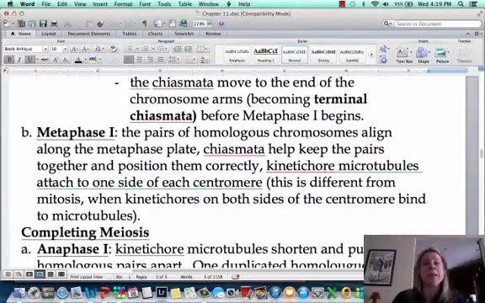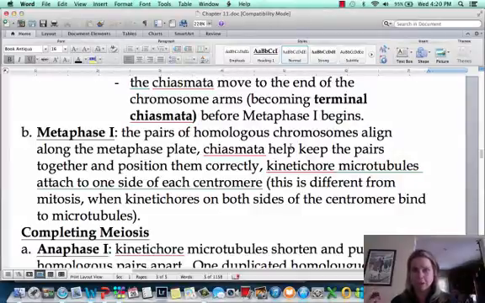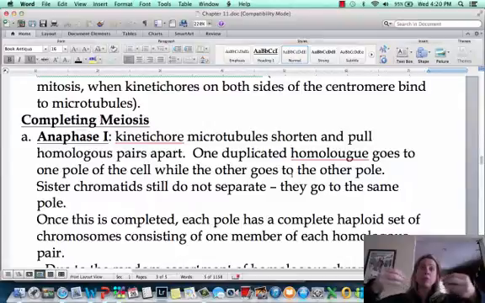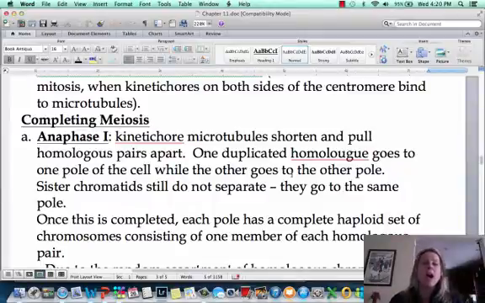So that's something we want to notice about metaphase 1. The pairs of homologous chromosomes align down the plate. Chiasmata are helping keep them together so you don't have weird mismatched ones. And the microtubules are going to attach to just one side of those centromeres, which I showed you in the picture. Those are the two phases that are really, really different between mitosis and meiosis. Then we have anaphase 1, and what's going to happen is very similar. The kinetochore microtubules get shorter, and that's going to pull entire sets of homologous chromosomes to one side of the cell and the other. Sister chromatids are not splitting, so the X is staying together and going over here or over here, not like in mitosis where the X splits apart, right?